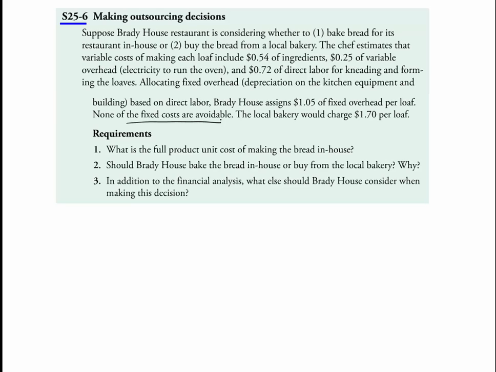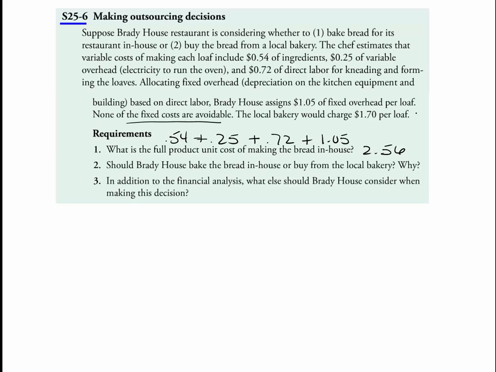So first they ask, what is the full product cost of baking the bread in-house? That's going to be the 54 cents of direct material, plus the 25 cents of variable overhead, plus the 72 cents of direct labor. And since it's full product cost, I'm including the $1.05 for fixed overhead. So the full product cost is $2.56. And so you might initially say, $2.56 to make it in-house, $1.70 to buy it from the bakery. I should definitely outsource this.